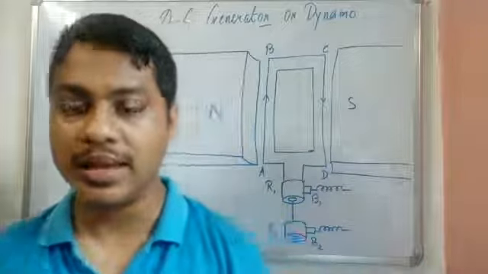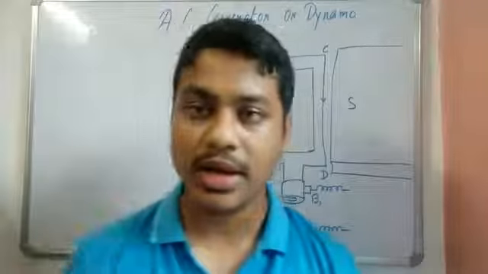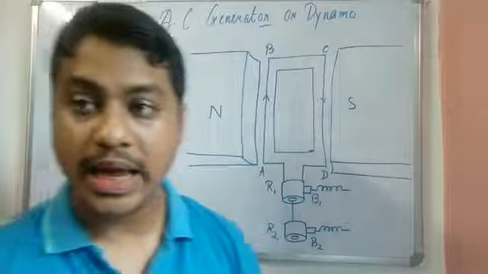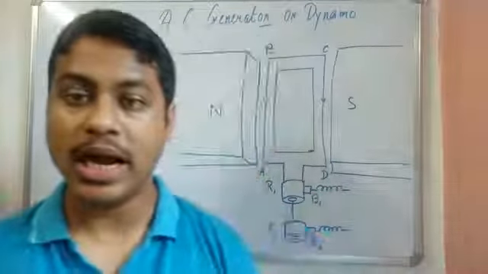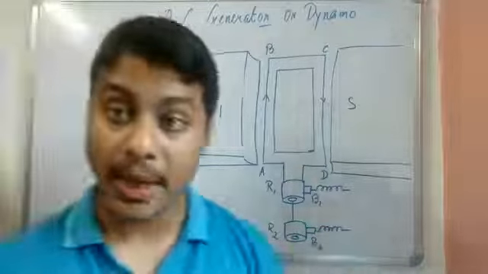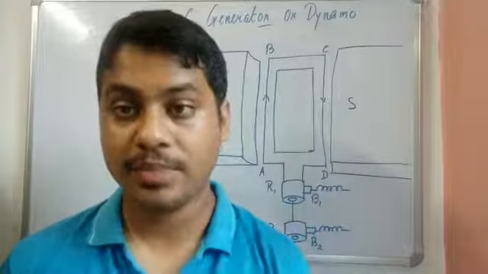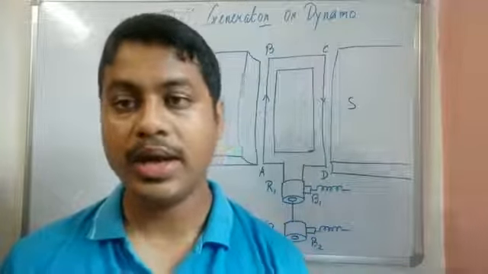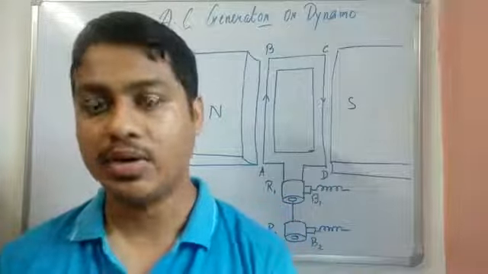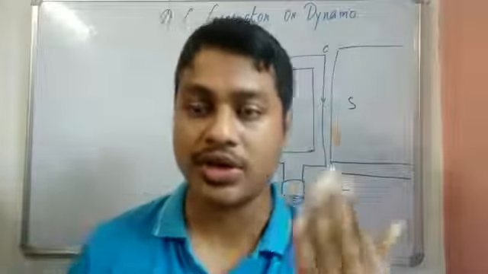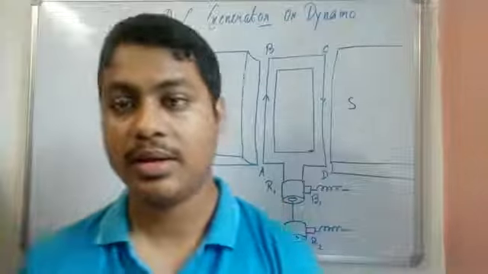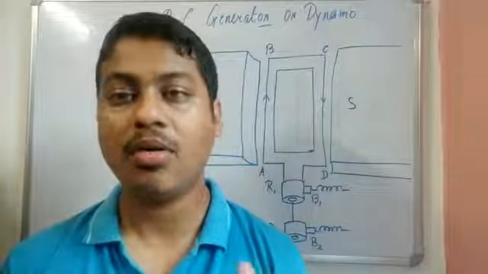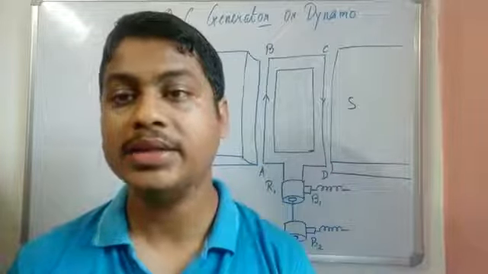But why is it called AC? Because the induced current produced in the first half flows through B1. In the second half of the revolution, the current flows through B2, but in the reverse direction. That means the first half shows a positive value and the next half shows a negative value. So after every half rotation, the polarity changes in this AC generator or dynamo. Therefore, this is called an alternating current generator.